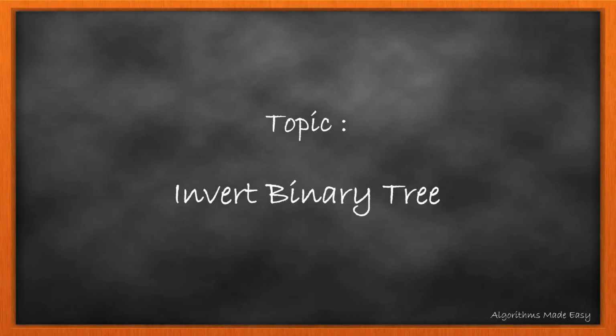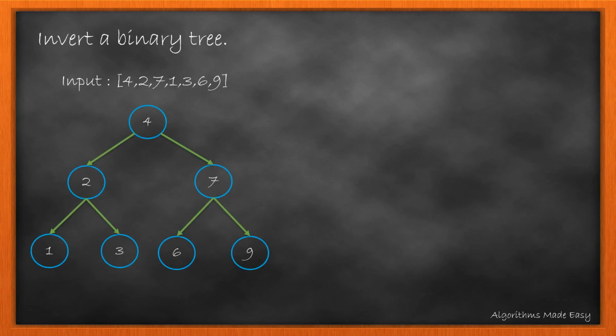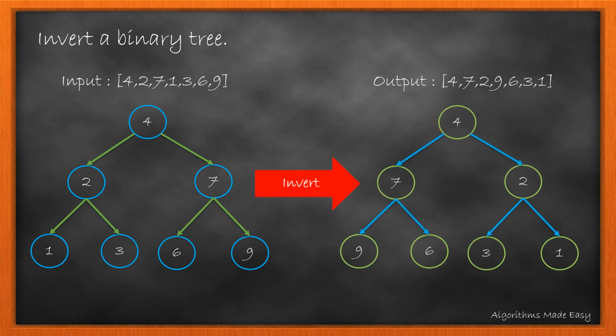We will go through the day 1 problem from the June LeetCoding Challenge. We need to invert a binary tree. The inversion of the tree shown will switch all the right nodes to the left and all the left nodes to the right nodes. So the inverted tree will look like this.